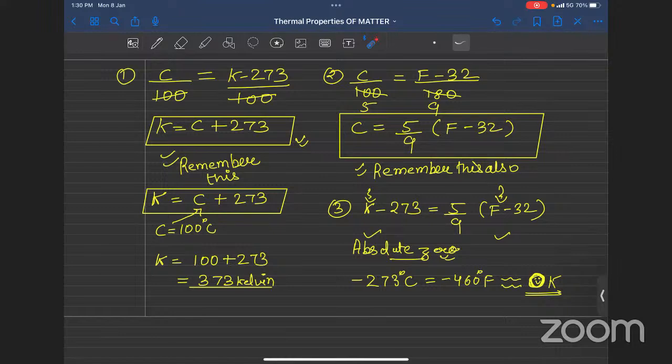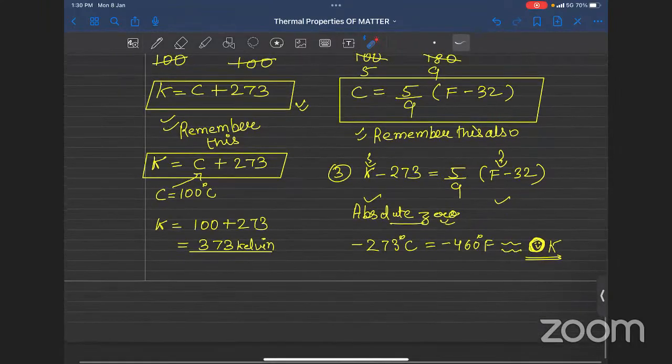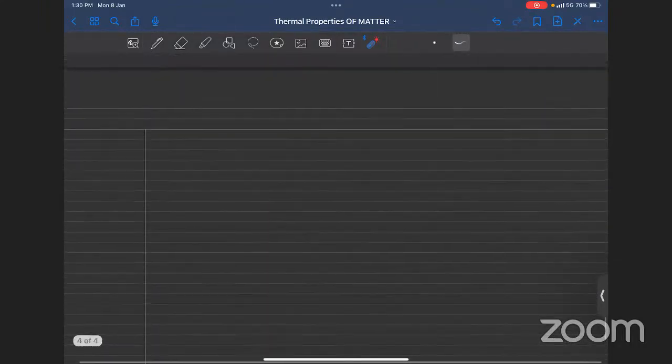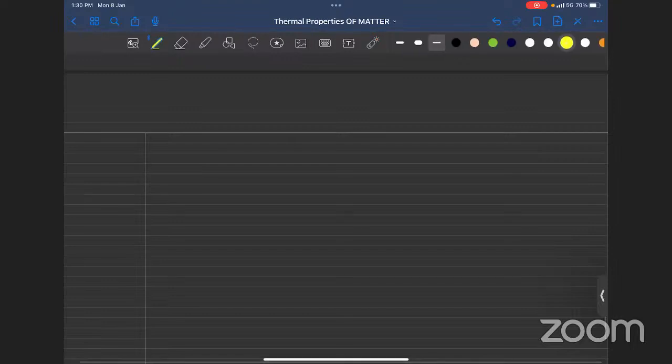Okay, so these are a few tools which will help you in solving the numericals which are on your screen here. So your first numerical is here, dear students. Yes, so this is the numerical. Question number 1. I'm writing it here, please solve it.